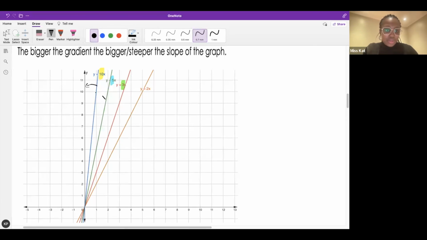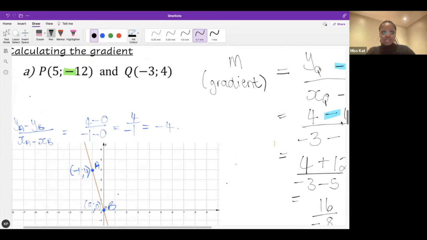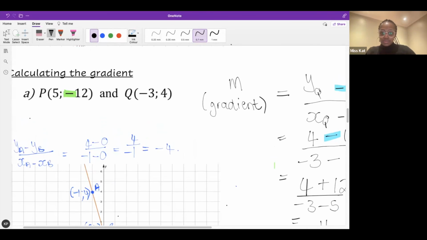5x. There we go. It's the second closest to the y-axis. Do we see that? 3x is the third biggest, and it's the third closest to the y-axis. And 2x is the fourth biggest, so it's the fourth closest to the y-axis. So the bigger your gradient, the steeper your graph. Do we see that? I hope we can see that.